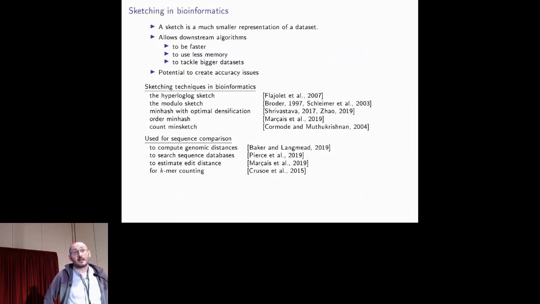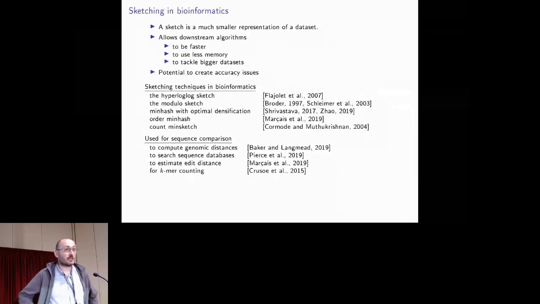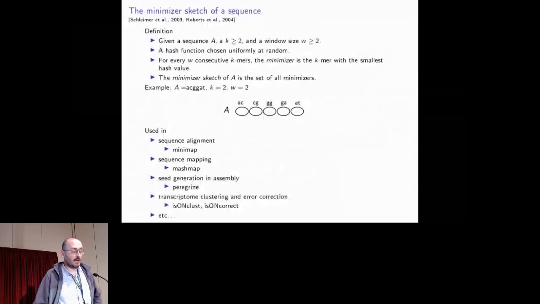So the talk is about sketching, which is a widely used technique in bioinformatics. It reduces the size of the data with the idea that downstream algorithms can now be faster and use less memory, and as a result, allows them to tackle bigger data sets. There are lots of sketching techniques in bioinformatics that I'm showing here, and there are lots of applications where it's used. But one of the problems with sketching is it has a potential to create problems with accuracy, and that's what I'll talk about today.